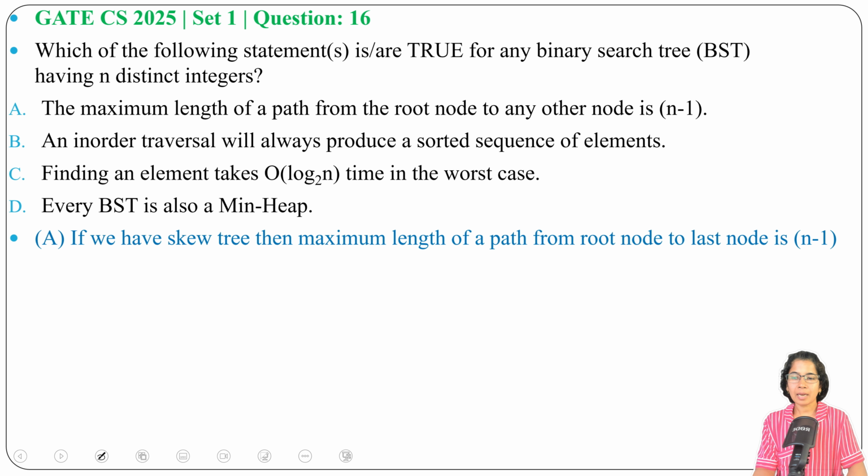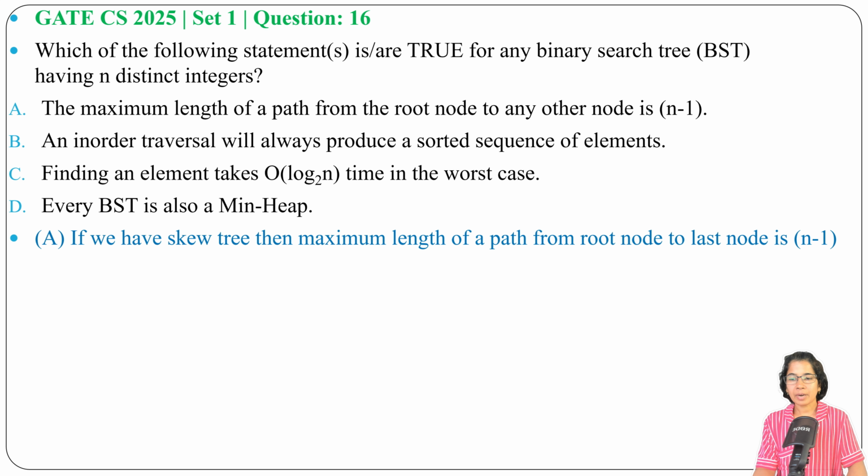Next, option B, an inorder traversal will always produce a sorted sequence of elements. Yes, this is true. In case of BST, inorder traversal produces a sorted sequence of elements. As left child is less than parent, right child is greater than parent, and in inorder we go first left, root, right. That's why it will produce a sorted sequence.